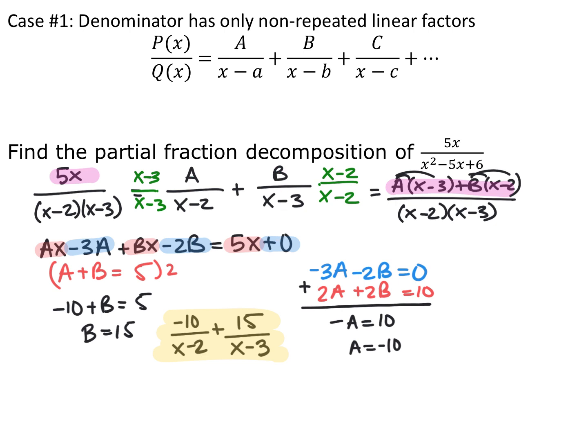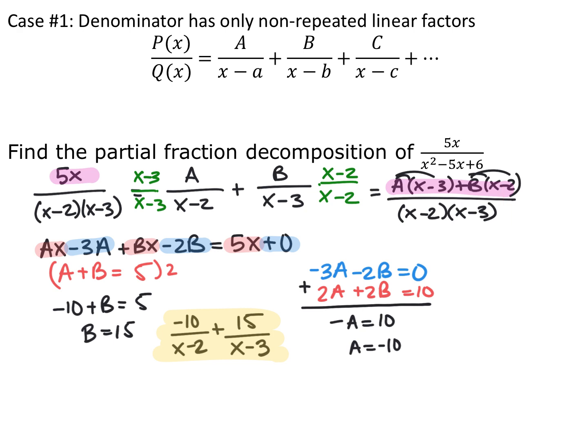Now going the other direction, putting it back together, I need to make a common denominator. So the x minus 2 needed the x minus 3 over x minus 3, and the x minus 3 needed the x minus 2 over x minus 2. So I end up with a times x minus 3 plus b times x minus 2 over x minus 2 times x minus 3. And since I know these are equal to each other and my denominators are already equal to each other, that means I know my numerators have to be equal to each other.